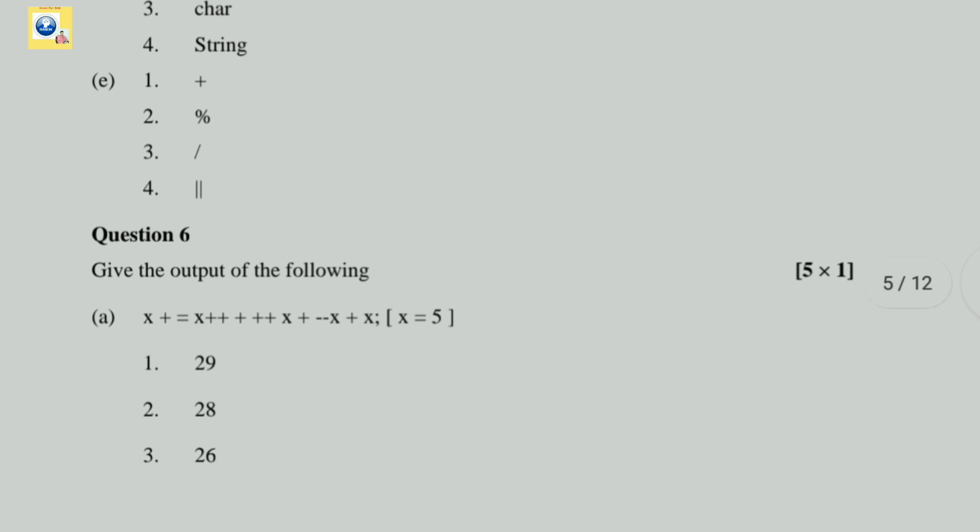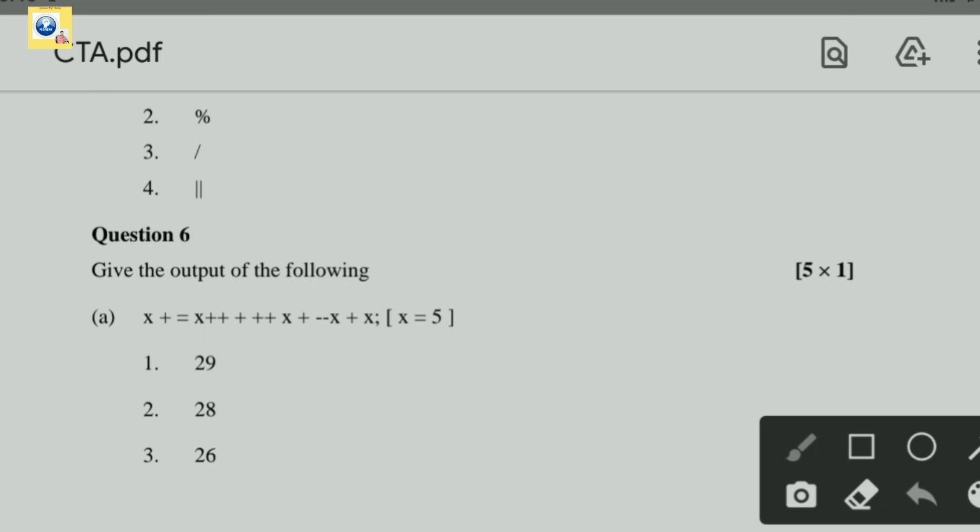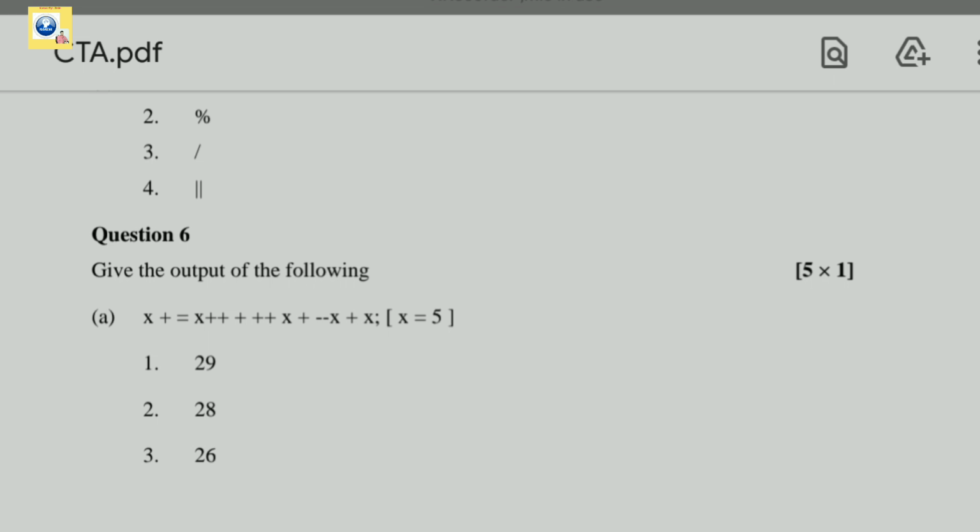Question number E. Plus, modulus, divide, and logical OR. So what is going to be odd here? The fourth one is going to be odd, because the rest 3 are which kind of operator? They are arithmetic operators. They belong to arithmetic operators. But the fourth one is logical. So that will be odd.